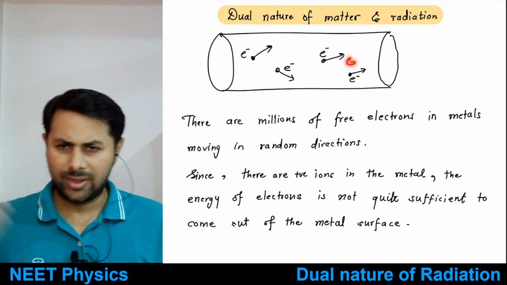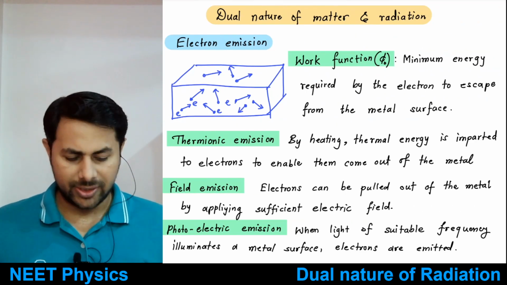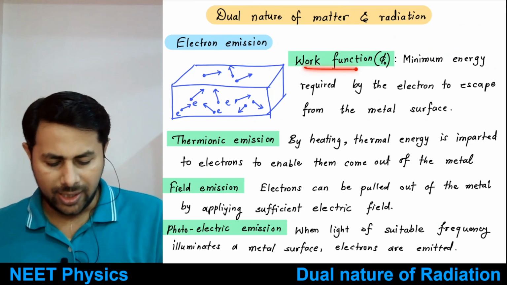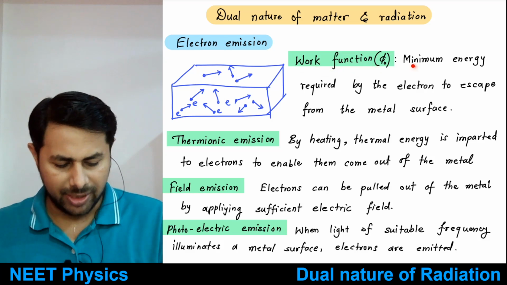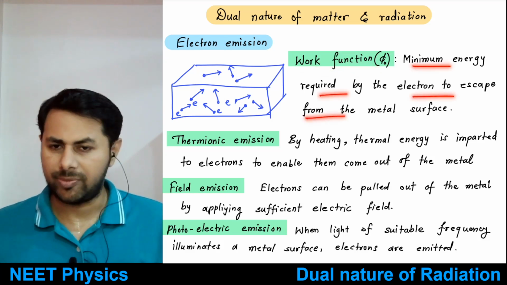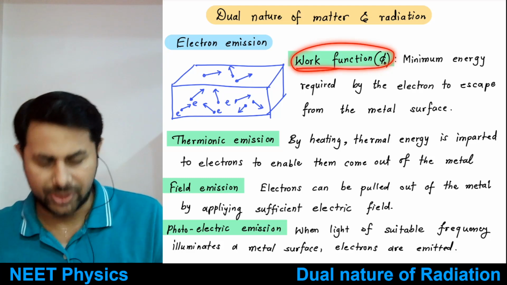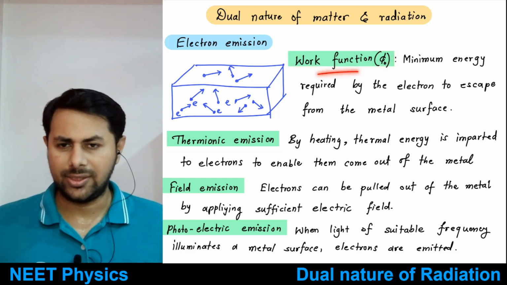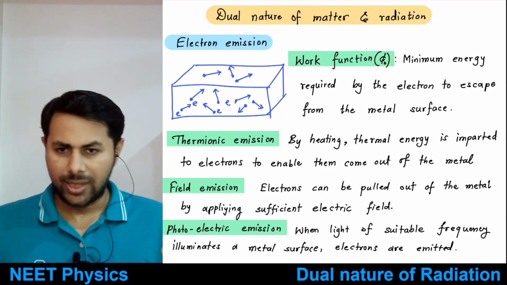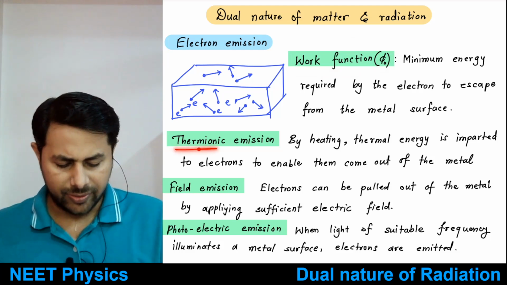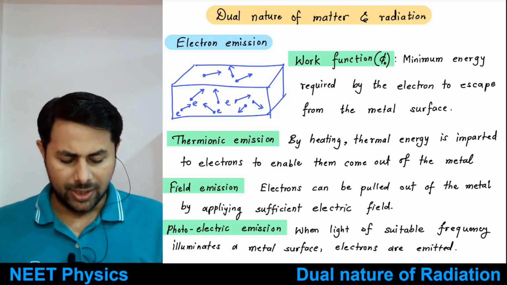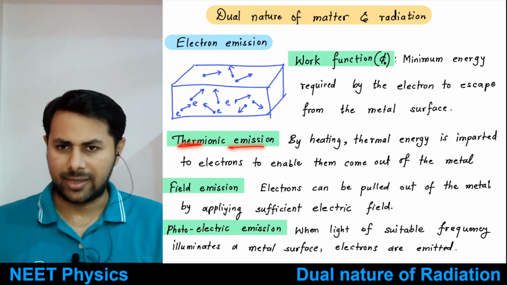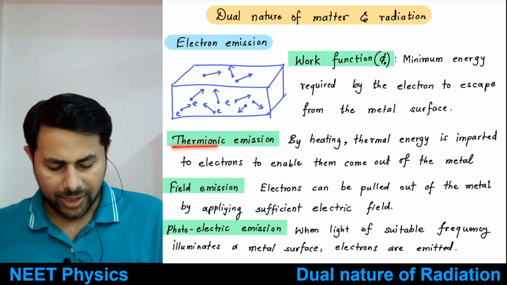So now you can give them this energy in several ways. The electrons are moving in the metal surface, and the minimum energy required by electrons to escape from the metal surface is known as the work function. Now you can give that energy in various ways. Depending upon the way that you provide the energy, the emission of electron from the metal surface is defined in that way. So, thermionic emission.